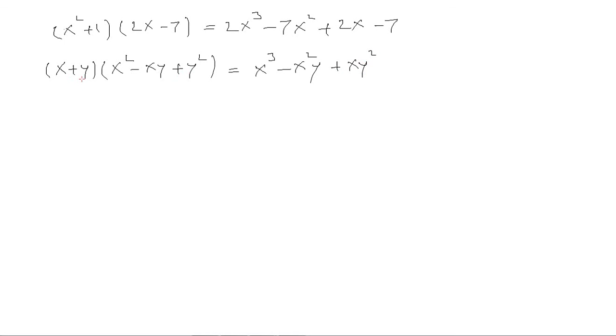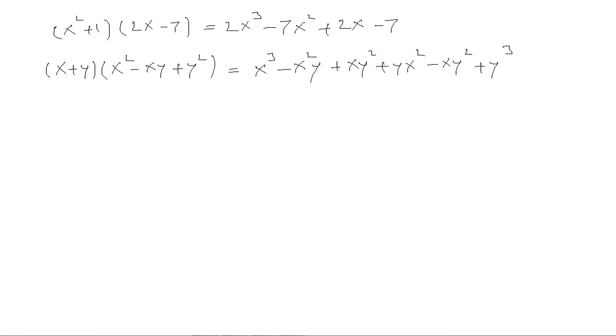Then I begin multiplying y by every term in the second polynomial. So y by x squared gives me plus y x squared. y by negative xy gives me negative xy squared. And the last term, y by y squared, gives me y to the power of 3.